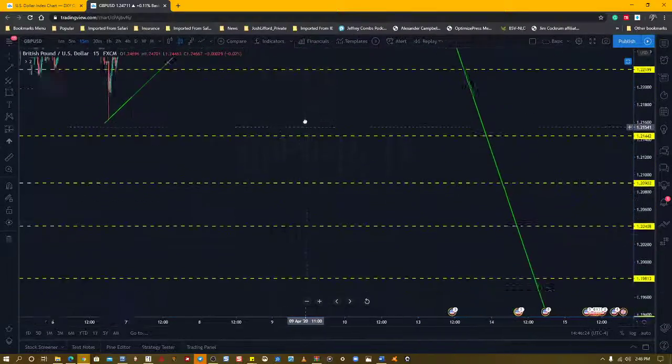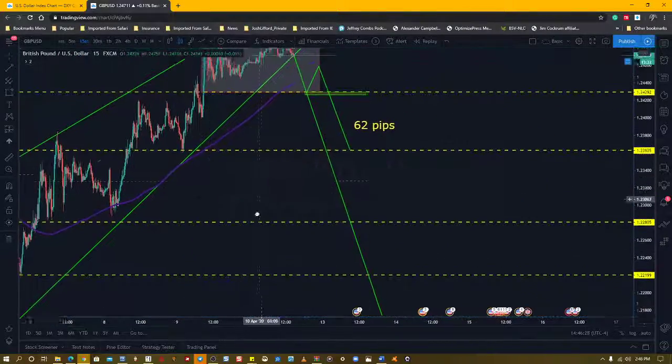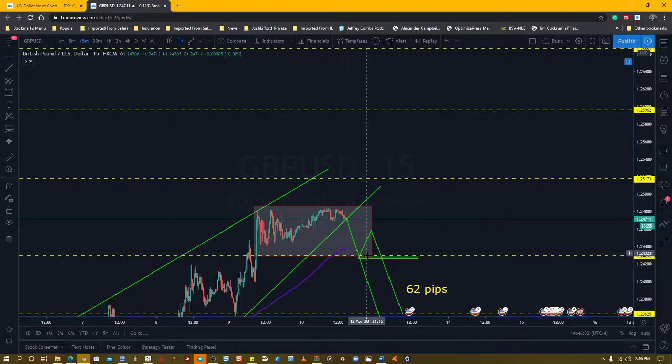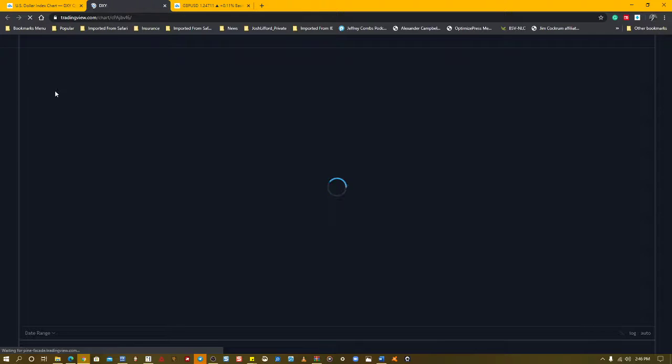But what you'd have to do is just watch price at these particular areas and see how price reacts. Now, we could get a move down here, and then we could get a shoot way up here. It depends really on the value of the United States dollar. Let's just throw that up real quick here.